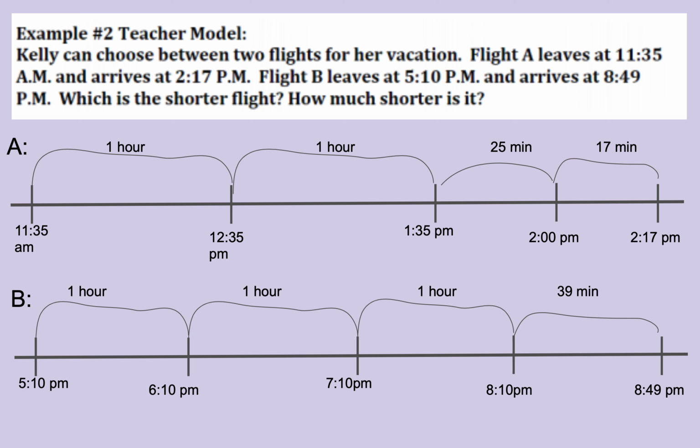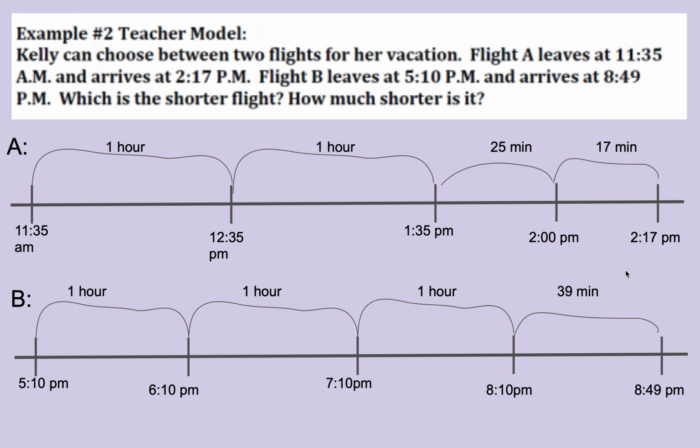1 hour brings me to 6:10. Another hour brings me to 7:10. Another hour brings me to 8:10. And I will stop there because another hour will be 9:10, but that's past our end time. So now from 8:10, I can think about how many minutes until 8:49, and that's 39 minutes.